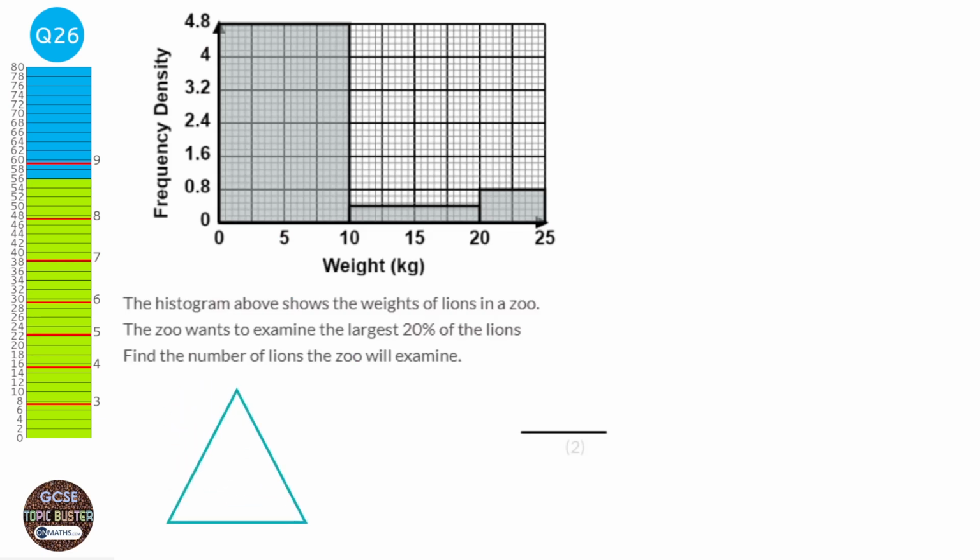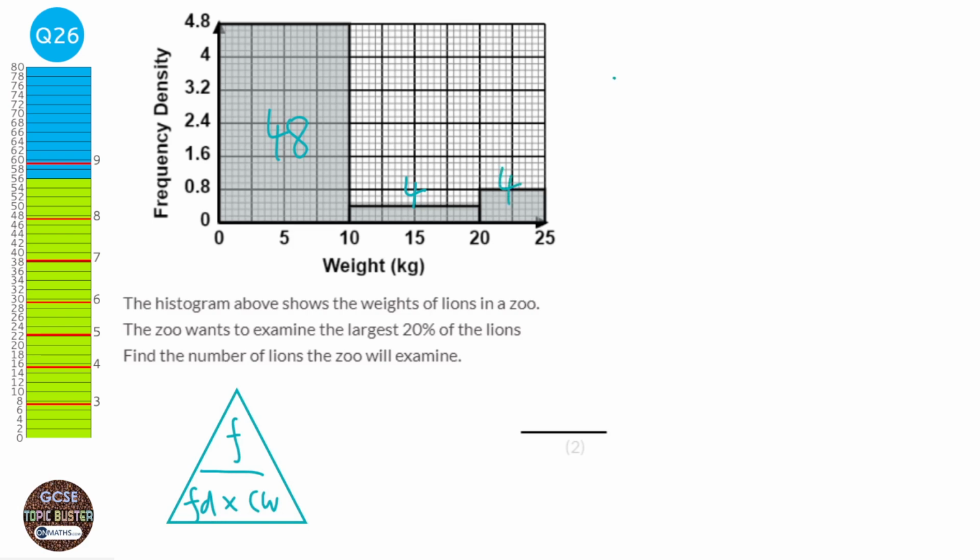So we first of all need to work out the frequencies in each of the bars, and we know that the frequency density is proportional to the frequency over the class width. So we're just going to go through each of these bars and work out what the frequency is. So all we need to do is times the frequency density by the class width. So 4.8 times 10 is 48. The second one is 0.4 times 10, which would be 4. And then the last one will be 0.8 times 5, which will also be 4.